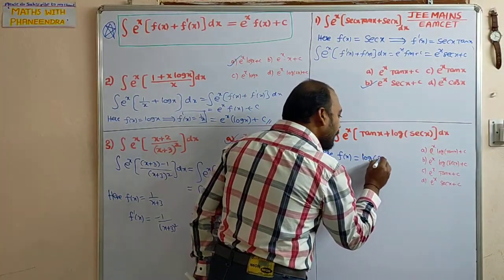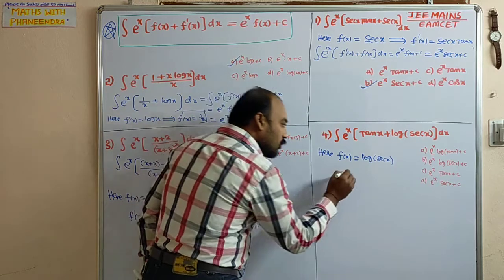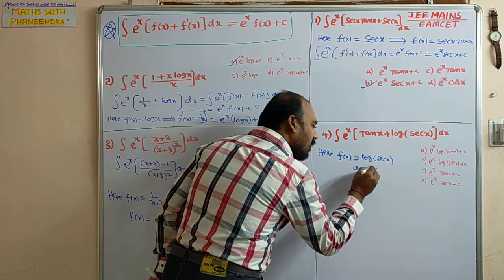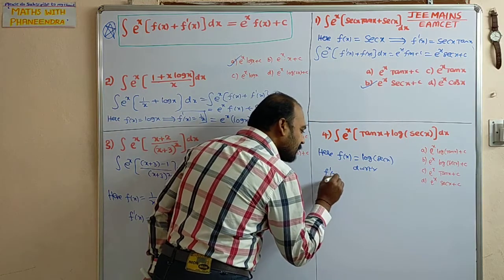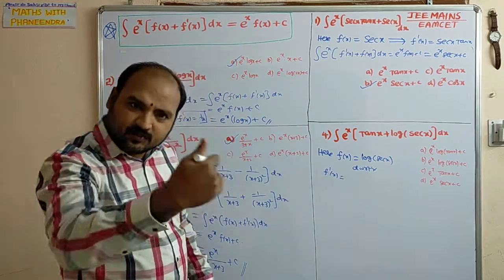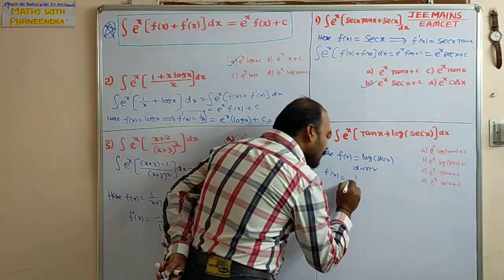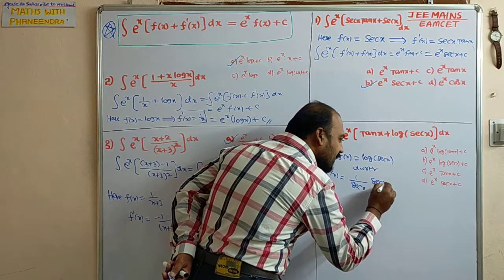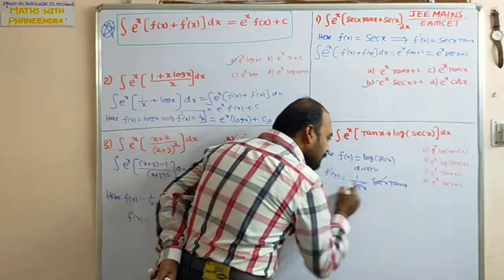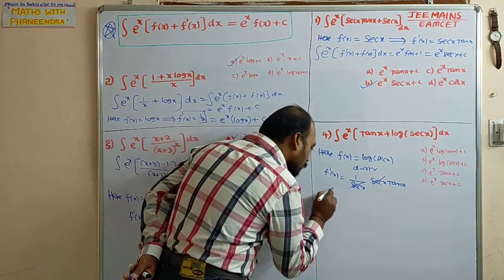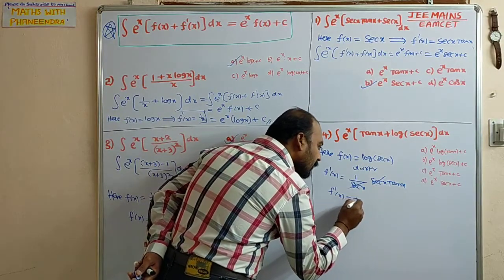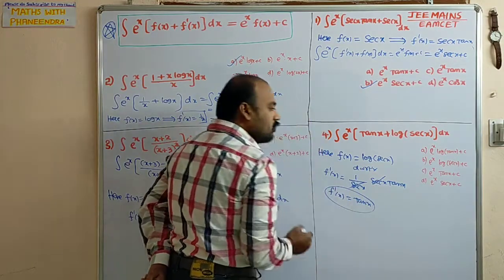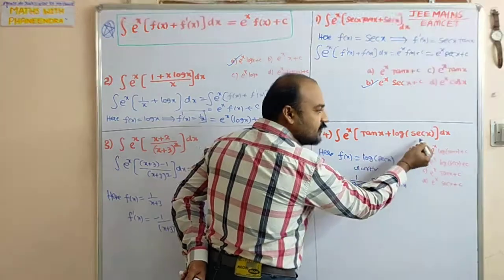Log of secant x. So now differentiate with respect to x, or directly you can write f dash of x. d by dx of log f of x is 1 by f, so 1 by secant x. Again secant x you have to differentiate: secant x tan x. Secant x gets cancelled. f dash of x is equal to tan x. So now this value is f dash of x, this value is f of x.